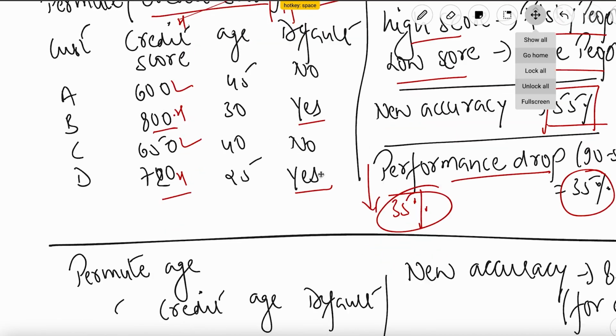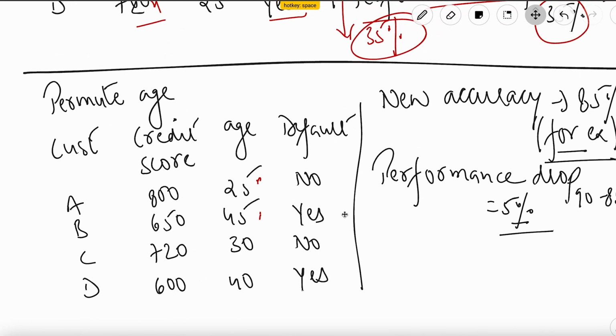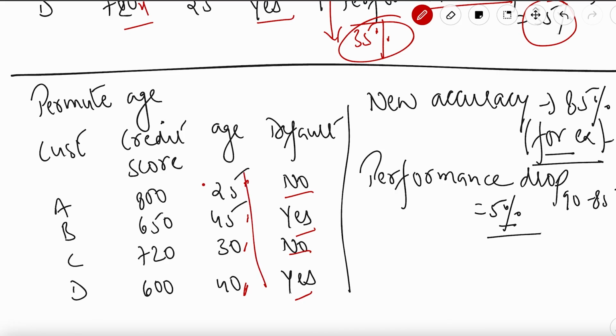Now on the other hand, let's try to rearrange the age. A is 45, now we make it 25. B is now made 45 from 30. Similarly, C and D from 40 and 25 are changed to 30 and 40. Now the default state is as it is. If we see, age does not have much impact here on the default state. Just assume we have some logic and this new accuracy comes to 85%.